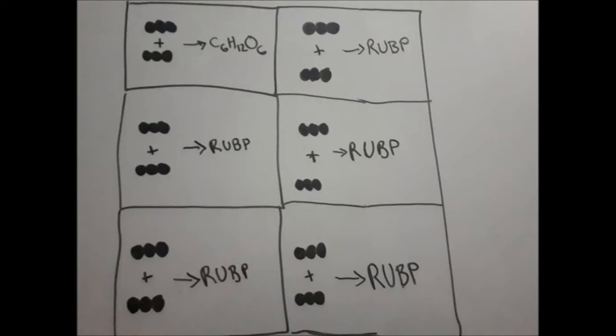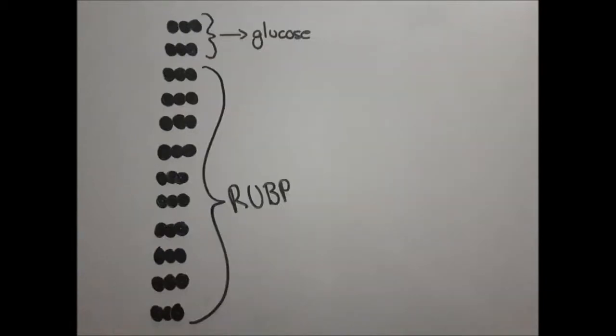In all of these production lines, the same process occurs, except the only difference is that one of the production lines makes glucose, while the other 5 are working to refill the RUBP that we used at the beginning. A total of 12 G3P are made. 2 of those make glucose, while the other 10 are bonded in different ways to renew the RUBP.